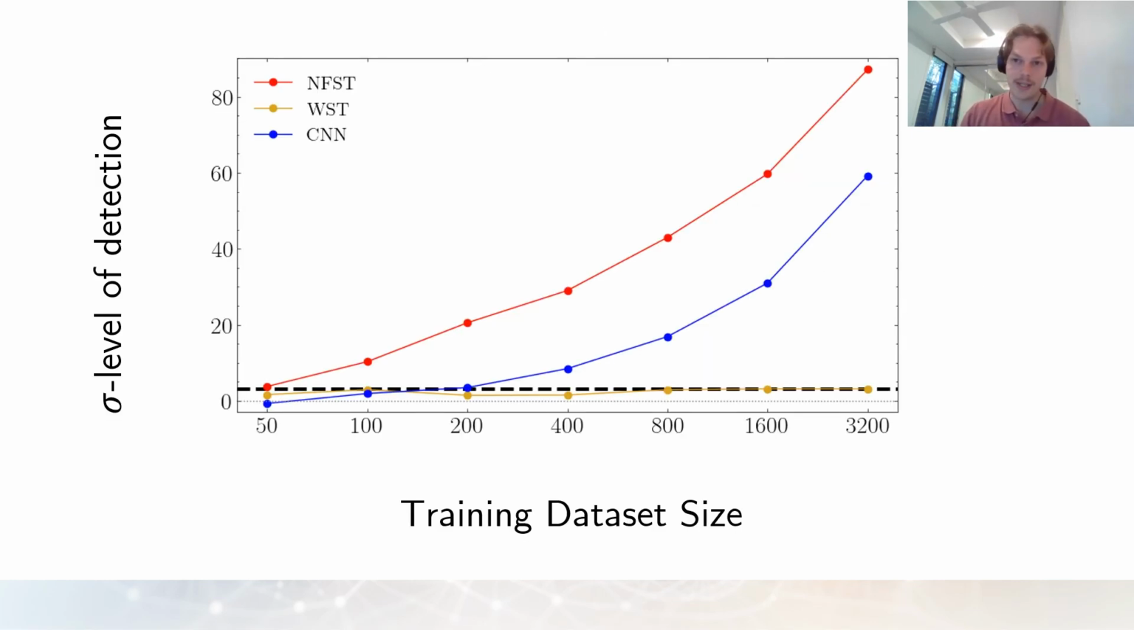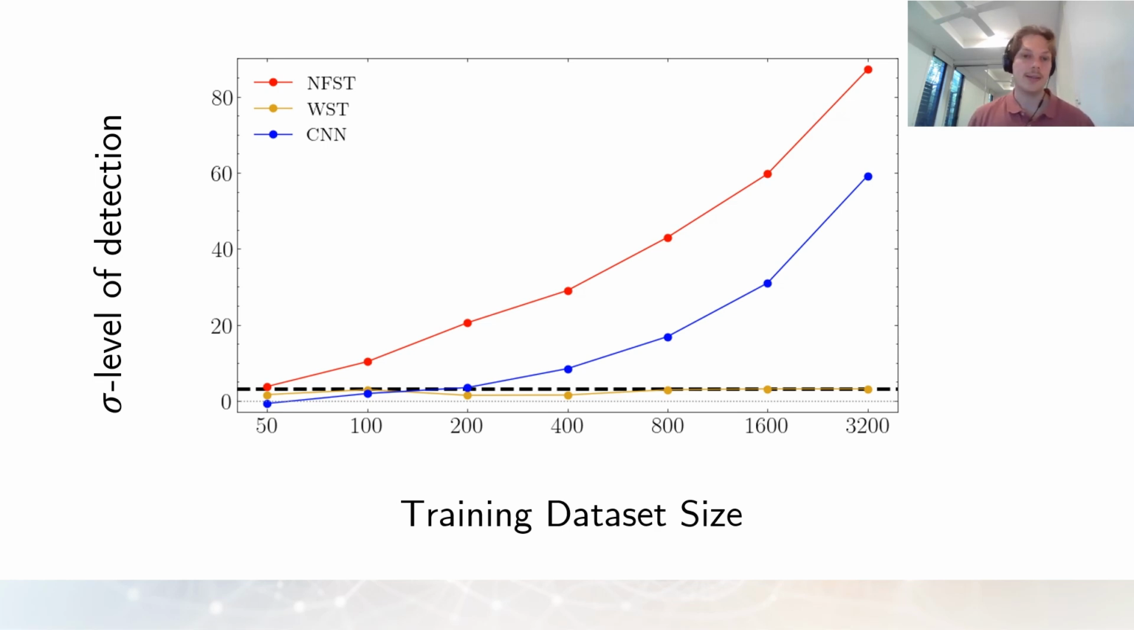And that is exactly what we see we can do successfully. So in this plot, I have the NFST, the WST, the Wavelet Scattering Transform, and a convolutional neural network model. On the x-axis, we have the training dataset size, which is effectively just how many training samples it sees, how many of these patches that it sees over the training process. And on the y-axis, I have the sigma level of detection, how confident we are that it has actually detected parity violation.